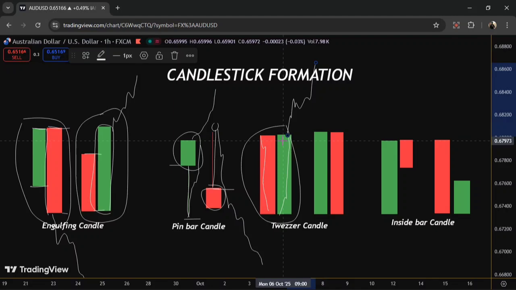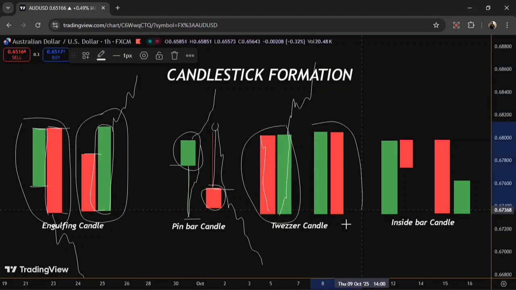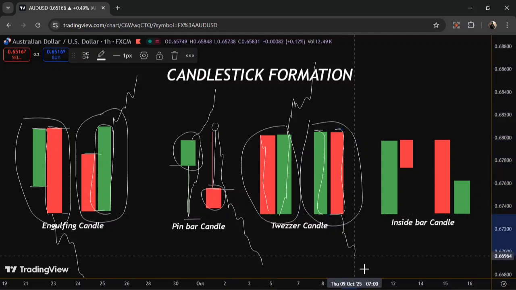Right, and likewise the same for the tweezer top, right? This is a tweezer top, which is where the first candle is always a bullish candlestick that opens and trades above and closes, while the next candlestick opens and does the opposite thing, pushing price back lower, signifying selling momentum, and price might likely continue selling from that point.